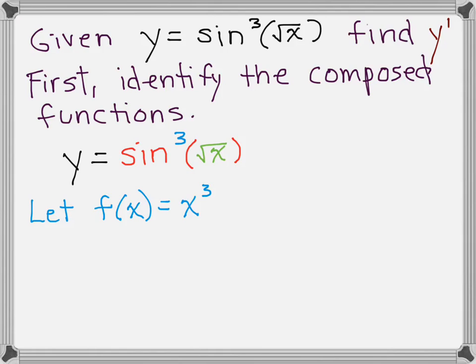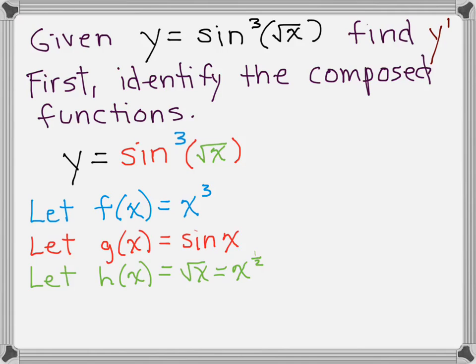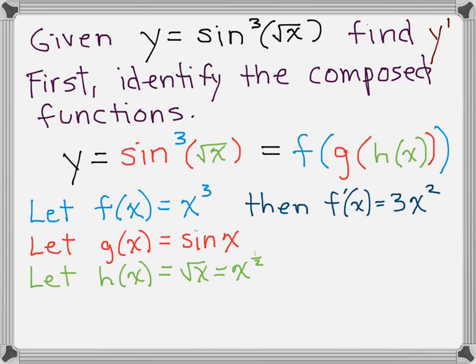So our outer function, we'll call f, is that it's something cubed. According to order of operations, that's the outermost function. The next one, we'll call g, is sine, and the innermost function, we'll call h, is the square root of x, which we'll write as x to the 1/2 because that's the easier way to take the derivative. So now we can think of this function y as f of g of h. And you see the colors are coordinated so that we can keep track of the parts a little more easily.